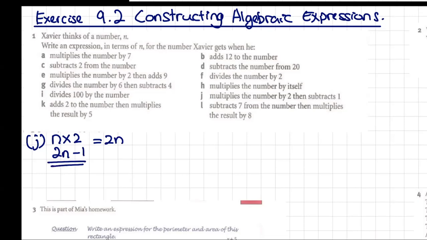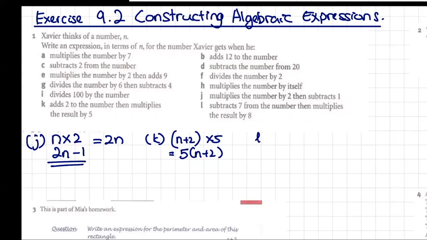Let's look at K. Adds 2 to the number and multiply the result by 5. I need to add 2 first, so n plus 2. And after that, I need to multiply by 5. So this is not a very nice way to represent it. So I'm just going to put the 5 in front, 5 times n plus 2. It's the same meaning and same arrangement.